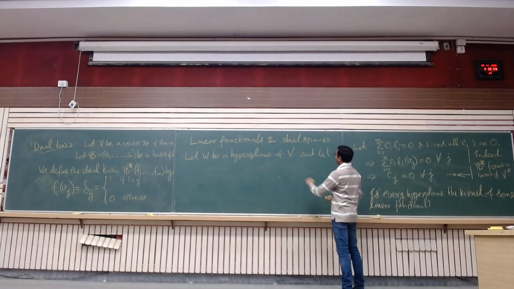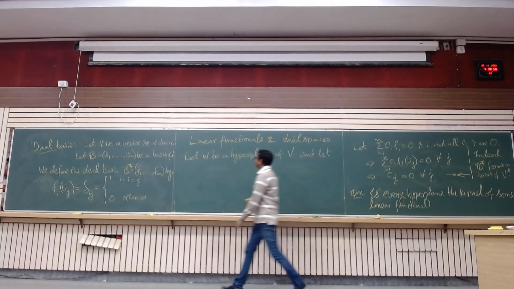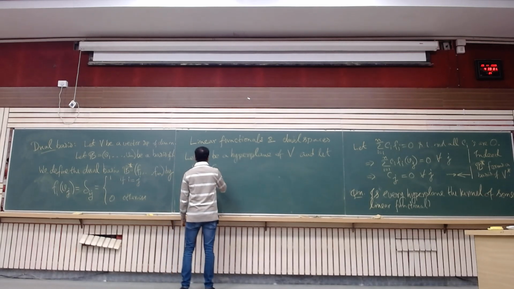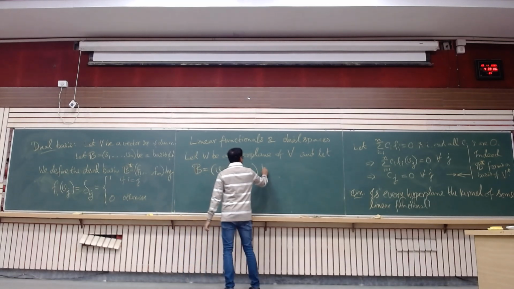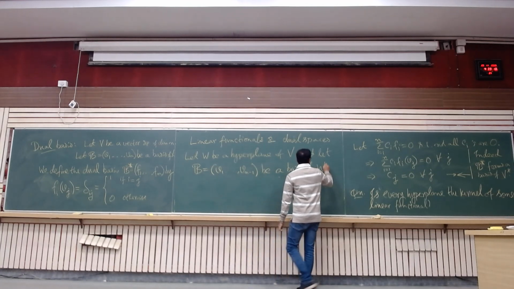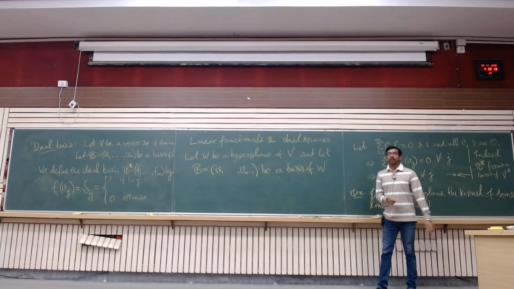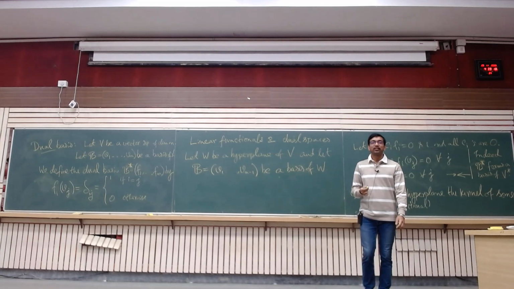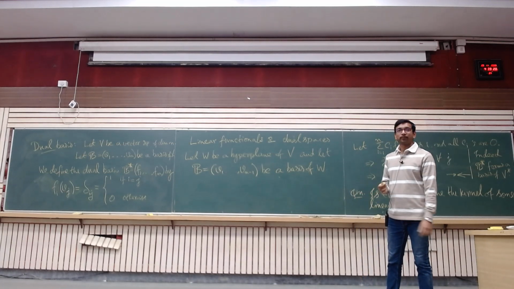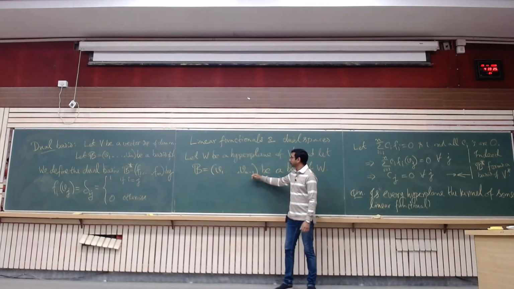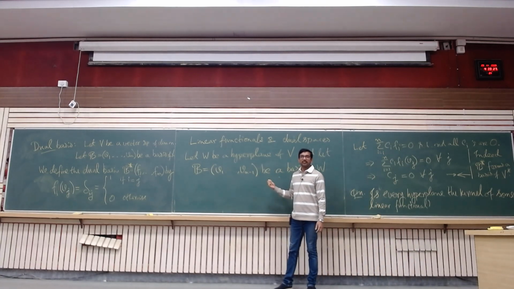Okay, so let W be a hyperplane of V, and let B, say, V1 dot dot dot V n minus 1 be a basis of W. Okay. What should we do now? Yes, we'll extend it to a basis of V.